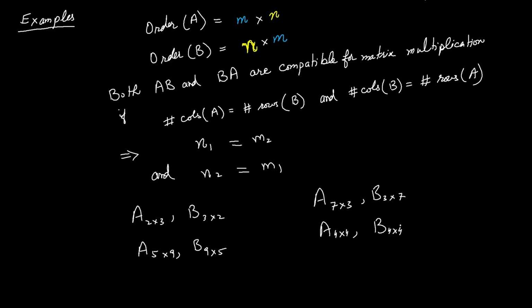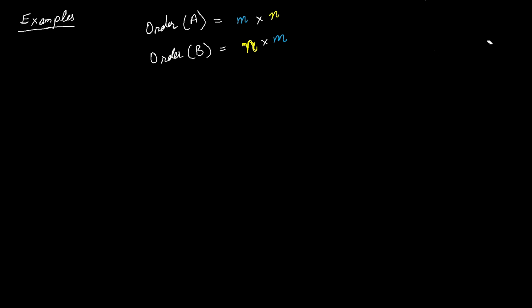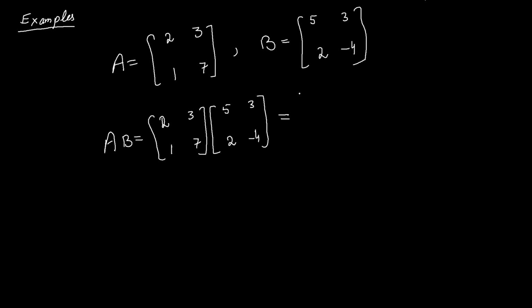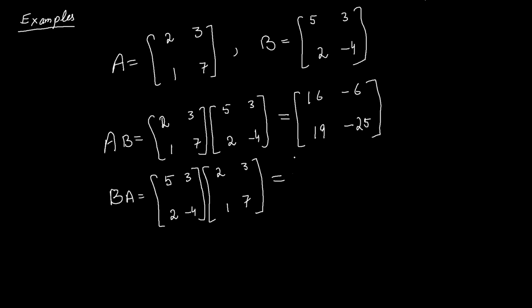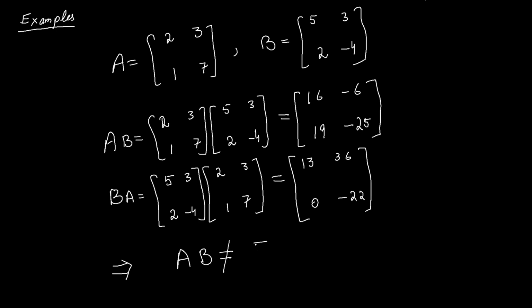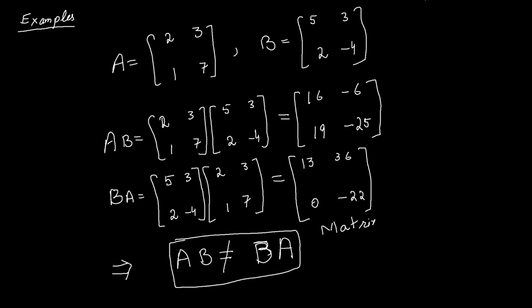One important thing to keep in mind is that even if AB and BA both can be performed sometimes, still, AB is not necessarily equal to BA. We can see it with an example. Matrix multiplications AB and BA come out to be different. So, contrary to the matrix addition, matrix multiplication is not commutative.